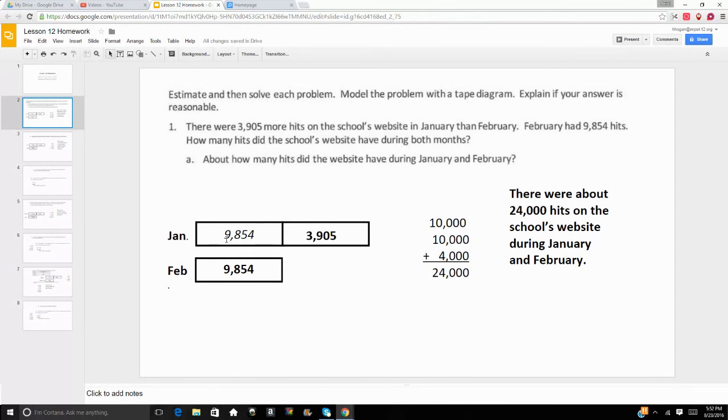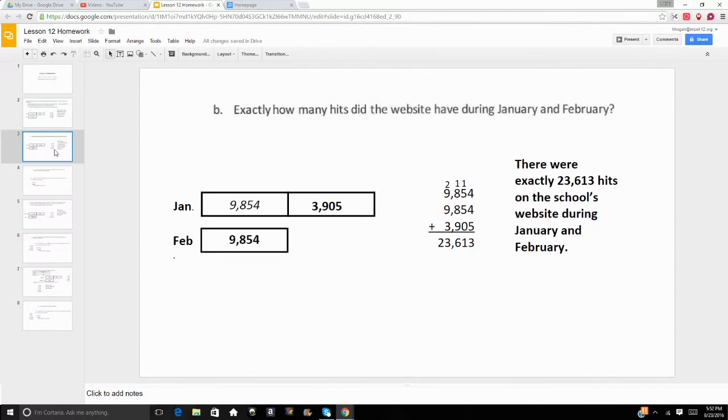So we would say, if we're rounding to the thousands, 9,854. Wow, that is close to 10,000. And we have two of those, so we can do that twice. And then 3,905, well, that's close to 4,000. So 10,000 and 10,000 is 20,000, plus 4 is 24,000. So there were about 24,000 hits on the school's website during January and February. Well, now we have to find out exactly how many.